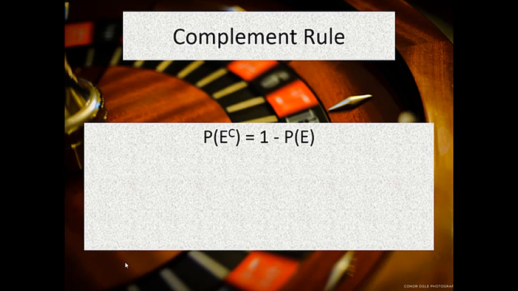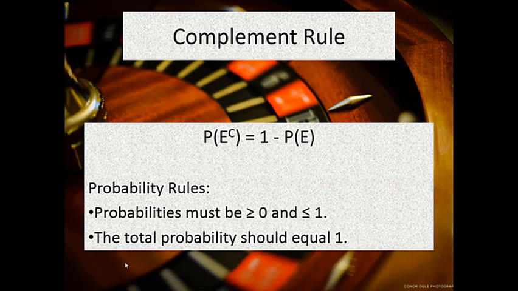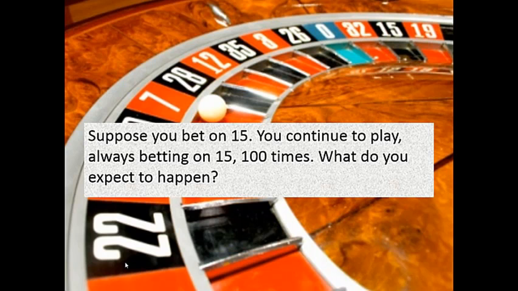The complement rule says that the probability of getting the opposite of an event is 1 minus the probability of the event. This rule is now added to the rules we already saw. Suppose you bet on 15 and continue to do so 100 times. What do you expect to observe? Consider the law of large numbers here.